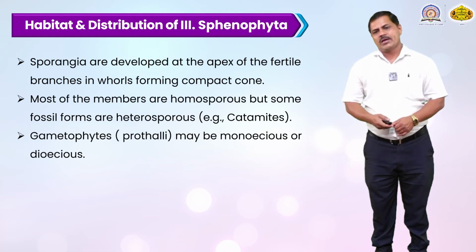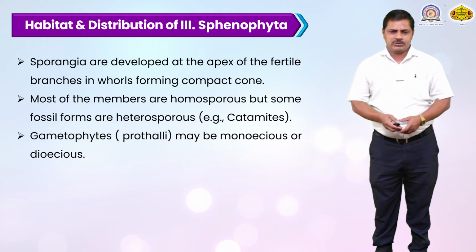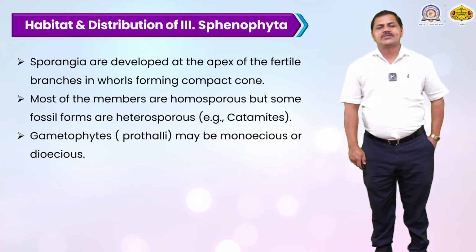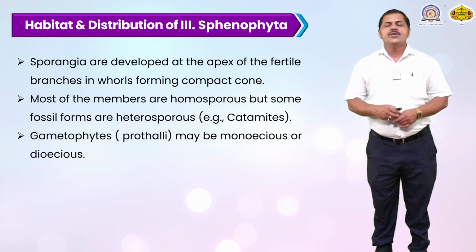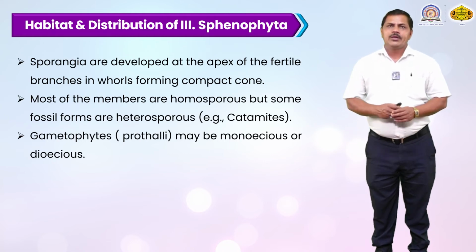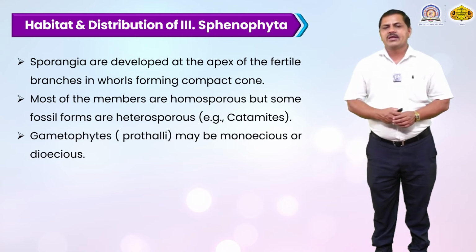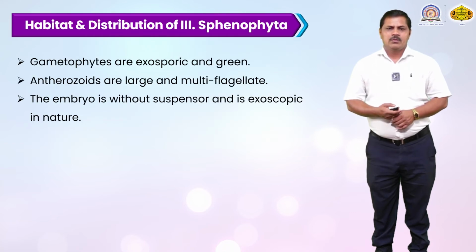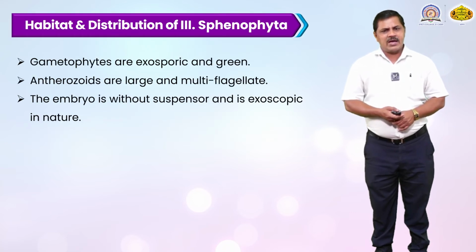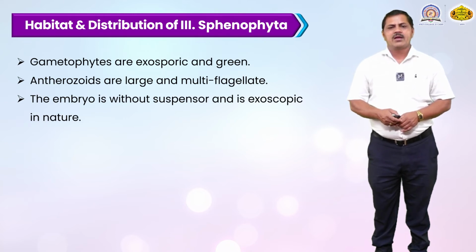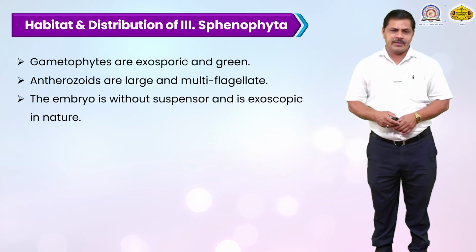The gametophytes are prothallus, and may be monoecious or dioecious. So what are monoecious and dioecious? Monoecious means both sex organs develop on the same plant body, and in certain other plants the sex organs develop on different plants. This is called dioecious. Then the gametophytes are exosporic and green in color.